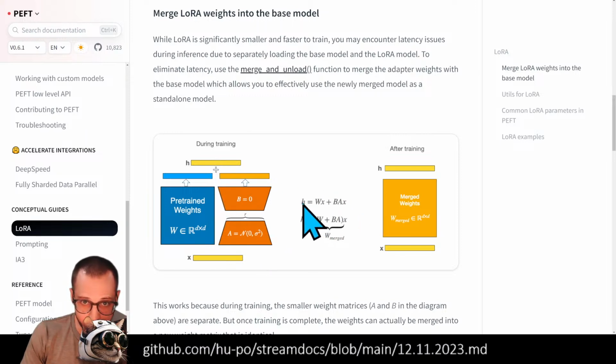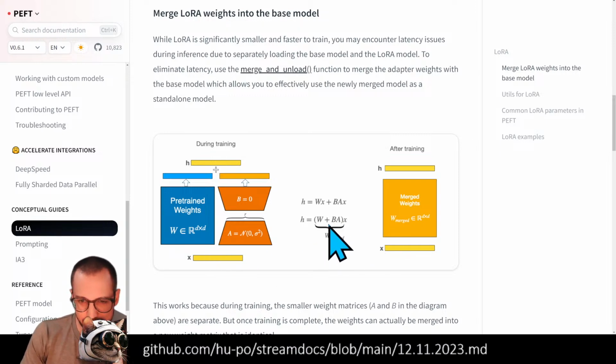So H is my output. Rather than doing that, I'm going to merge the weights together. So I'm going to take my original weight matrices, add the B and A matrices, and then multiply that W merged by X, right? So there's this concept where you can merge the LoRas into the original weight matrices.